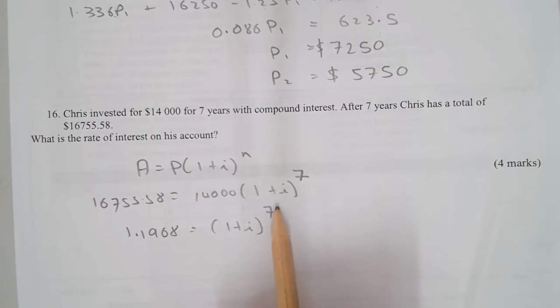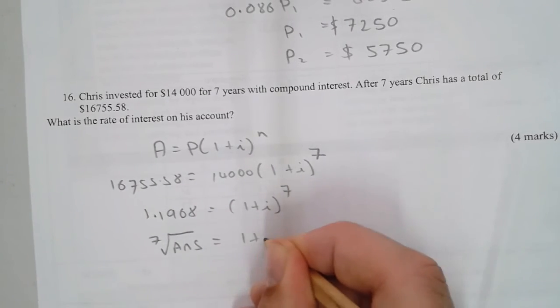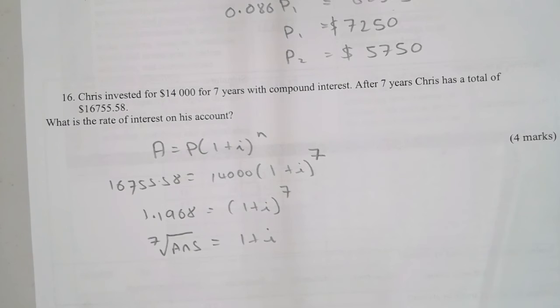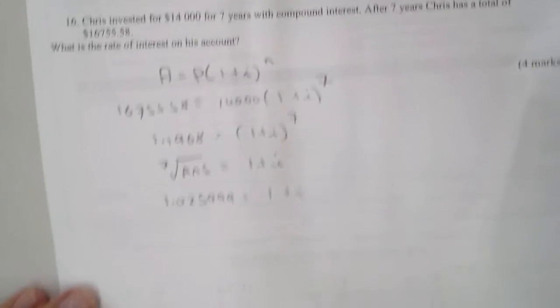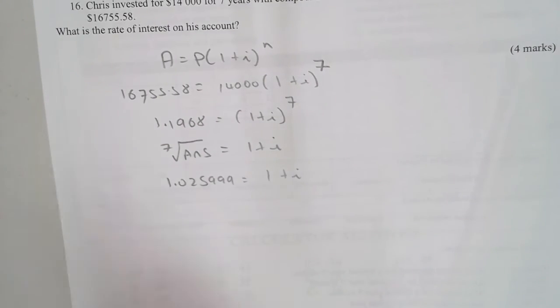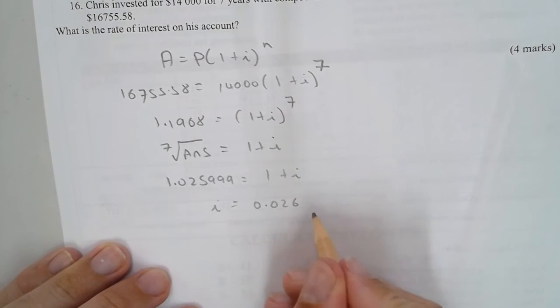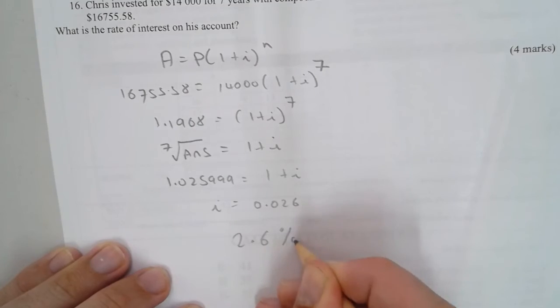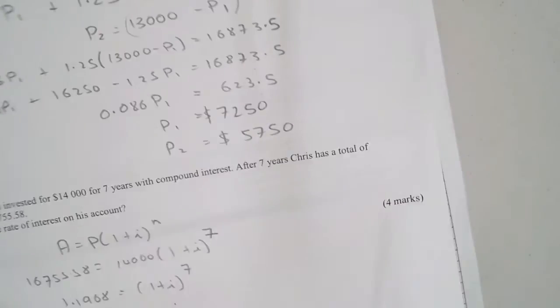Now, the opposite to the power of 7 is the 7th root. So I'm doing the 7th root of that answer, must be 1 plus I. So straight into my calculator, 7th root of the answer button. And I get 1.025999 equals 1 plus I. So that's 1 plus I. If you take away 1, you've got your answer as a decimal, which is 0.026. As a percentage, times it by 100, 2.6%. So it's just a rearranging question.